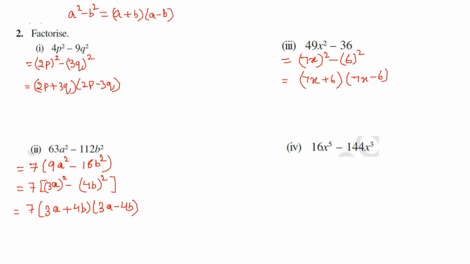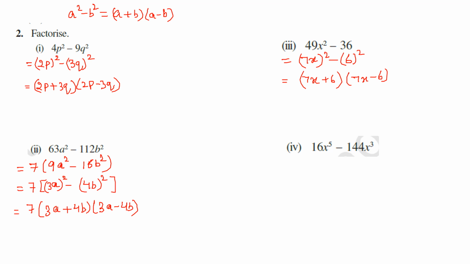Last one, 16x to the power 5 minus 144x cube. So here what I am going to do, I can take 16 as a square of 4, right? But x to the power 5 is not a square of any number. Same way x cube is also not a square. Even the power is an odd number. It cannot be a square.